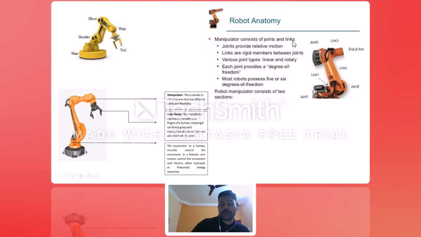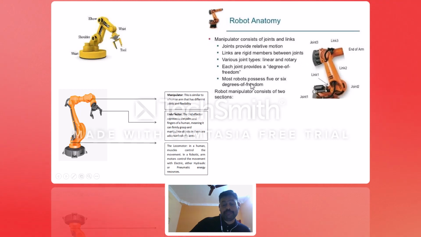Here, manipulator joints and links. A manipulator, it will be a robot. You take link one, link two. Link one and link two are connected with joint two. Similarly, link two and link three are connected at joint three. At the end of the arm, you have an end effector, so then the work will be completed.